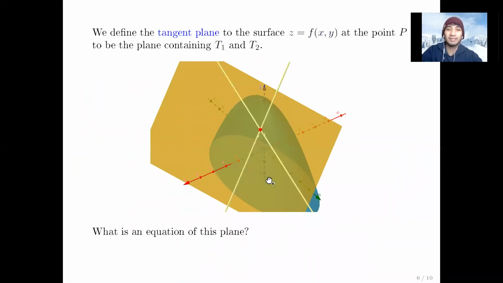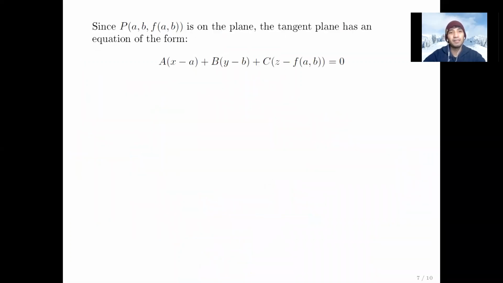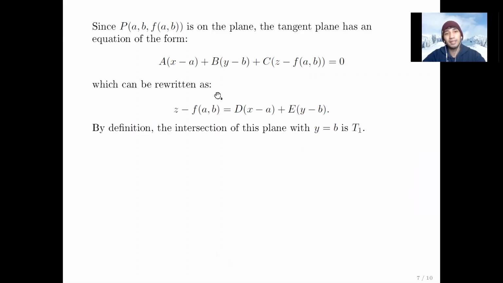So what is the equation of this plane? Okay? So alam natin that plane contains this point with coordinates a, b, and f of (a, b). So dapat yung equation niya has this form. Okay? Kasi pag pinalitan mo yung x equals a, y equals b, and z equals f of (a, b), dapat maging 0 siya. And you can rewrite this by dividing everything by c, for example, and moving the first two terms to the right and renaming constants. So you can always rewrite this into this form.